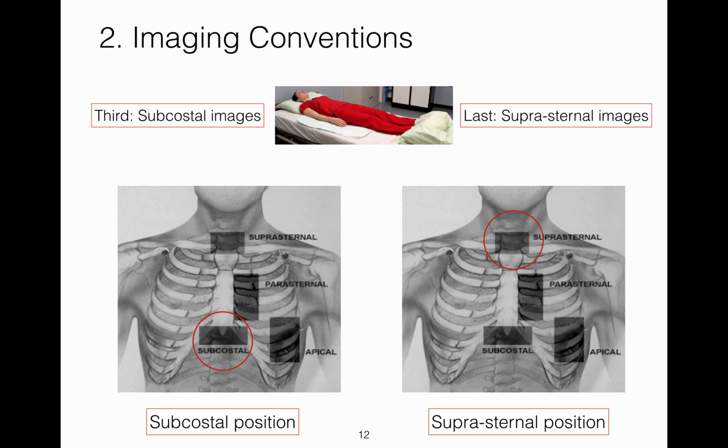Subcostal images are acquired by placing the transducer in the midline or slightly to the patient's right, just below the ribs, whereas suprasternal images are acquired by placing the transducer in the supraclavicular fossa and aided by asking the patient to tilt their head backwards and to the left, and we'll go into that in more detail later in this lecture.